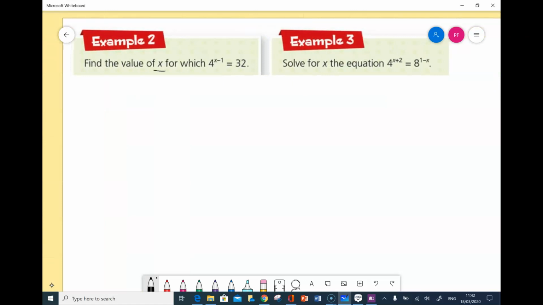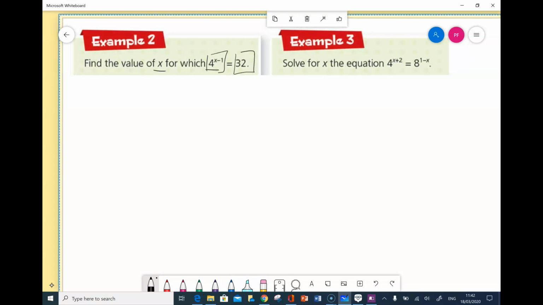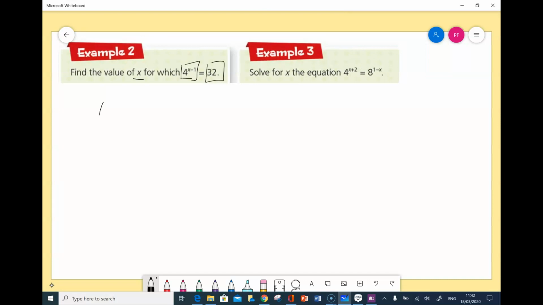Right, looking at a second example here. Find the value of x for which 4 to the power of x minus 1 is equal to 32. Let's have a look at that. Again, we're looking for something that's up in the powers. Could I write 32 as 4 to the power of something? Let's put it into our calculators. 4 squared is 16, so that's not going to work. Let's try 4 cubed. 4 cubed is equal to 64. No, I can't get 32.